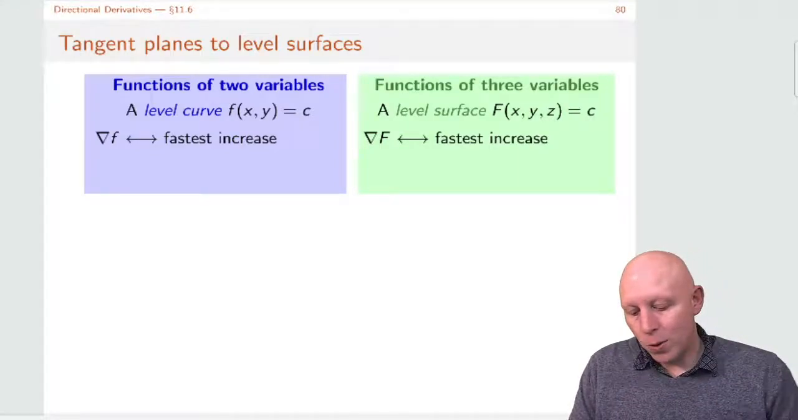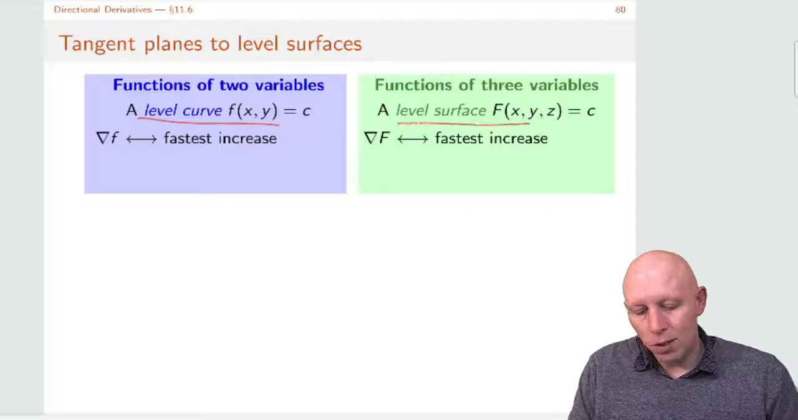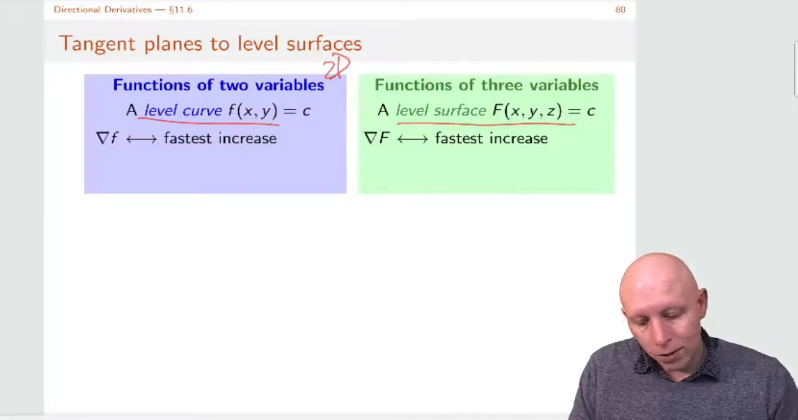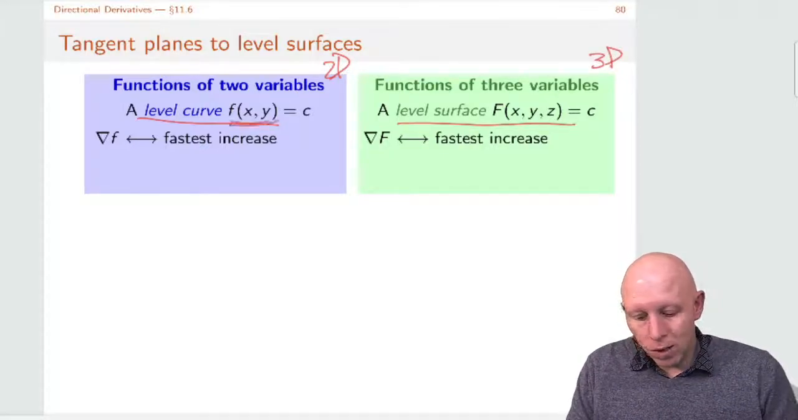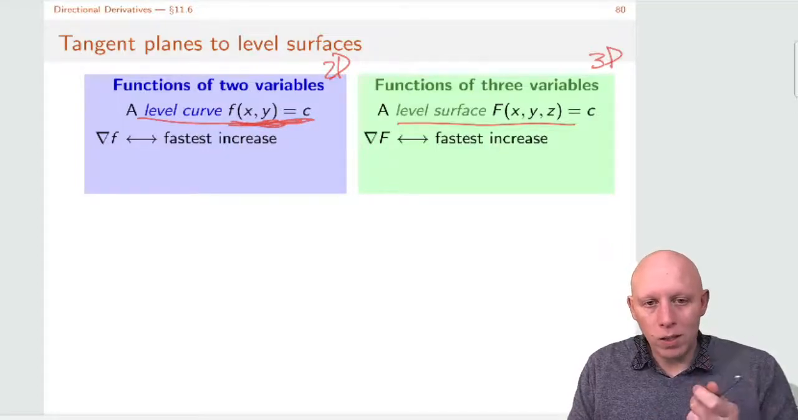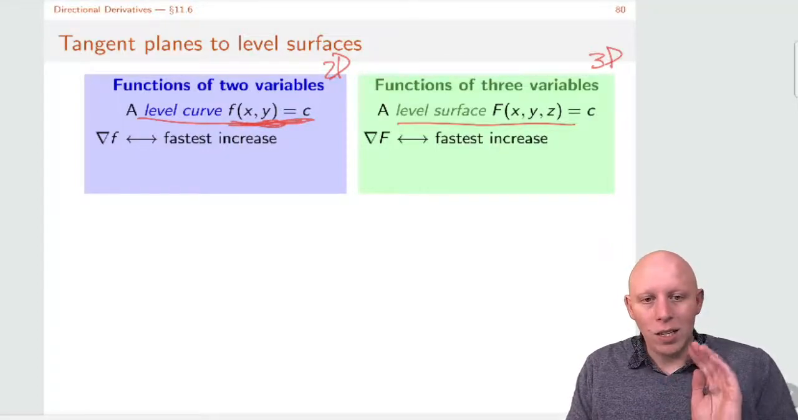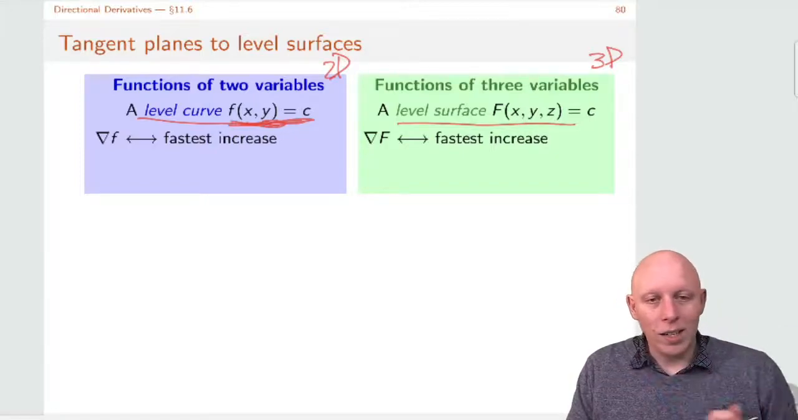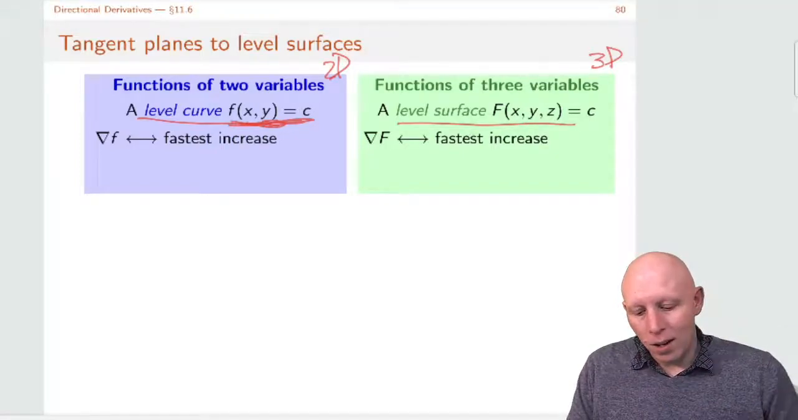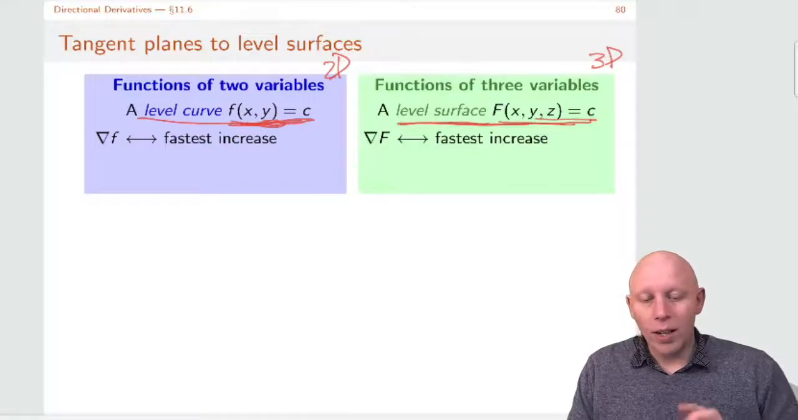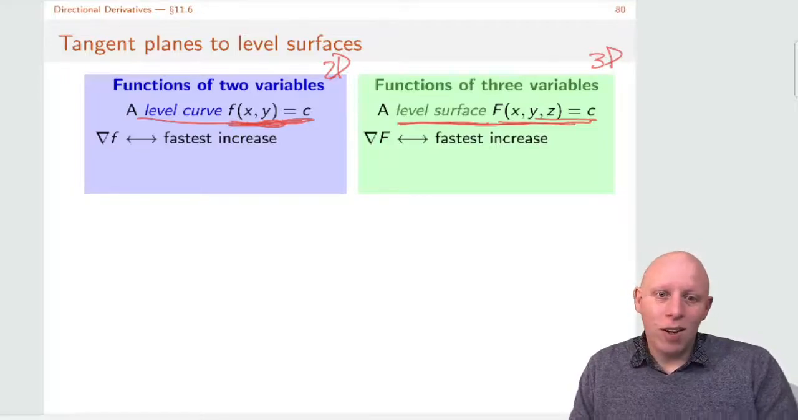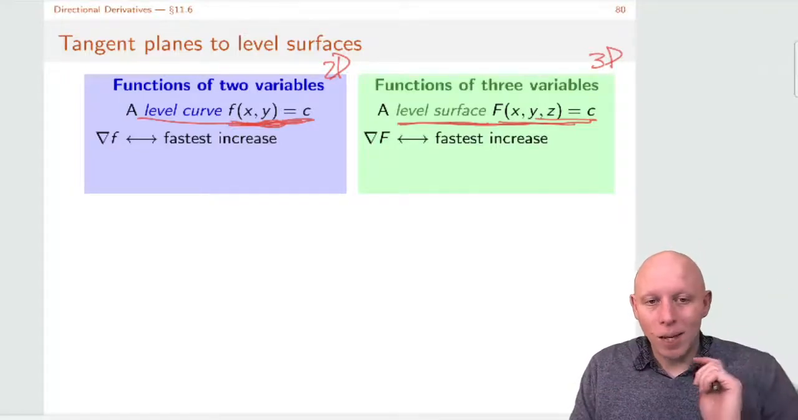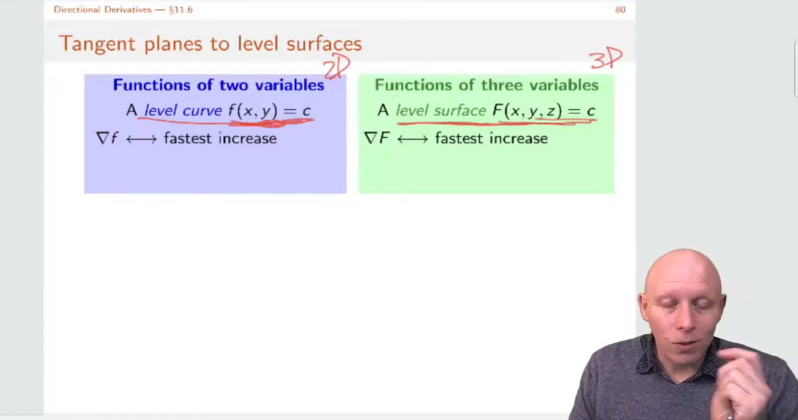Remember, when we're talking about level curves versus level surfaces, level curves are in 2 dimensions, level surfaces are in 3 dimensions. A level curve is what happens when you're setting a function value to be equal to a constant, and you'd like to see a whole bunch of points where that happens. A level surface is when you're dealing with a function of 3 variables, and it corresponds to, again, a whole bunch of points that all have the same value for that function.